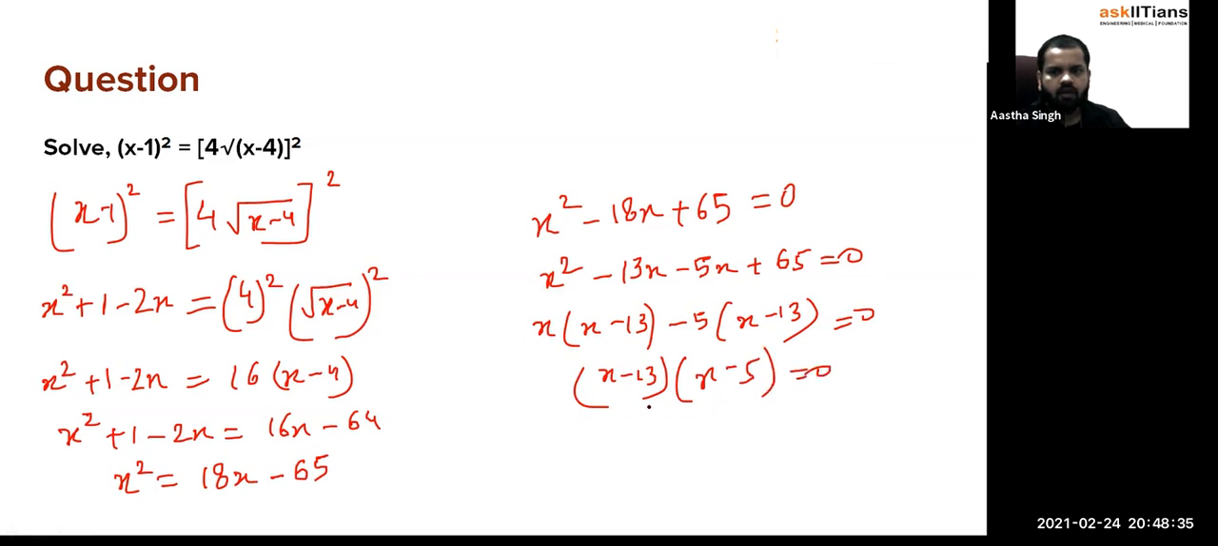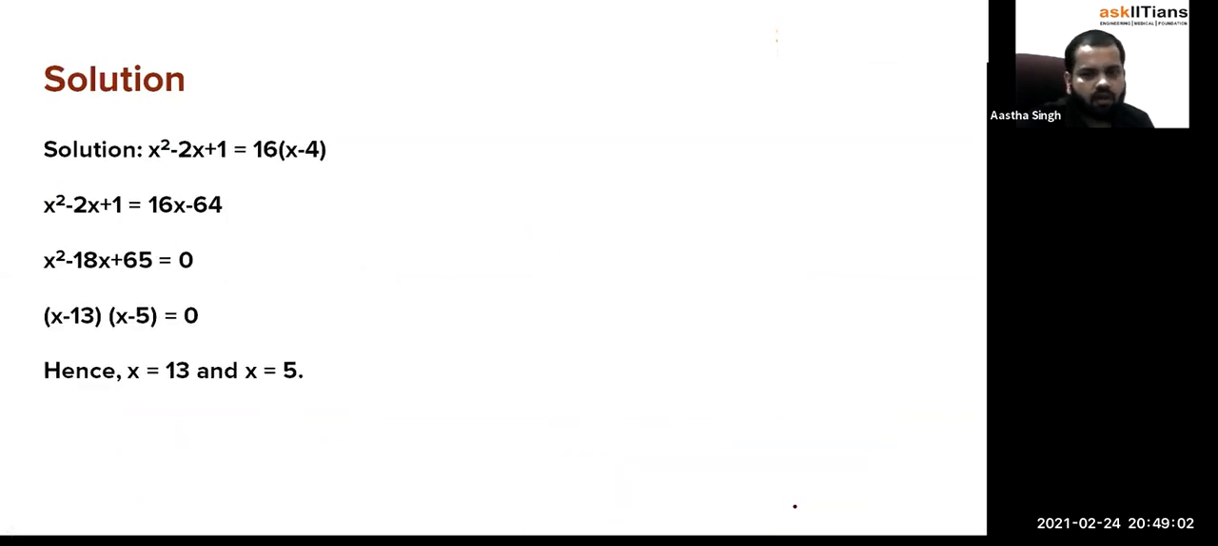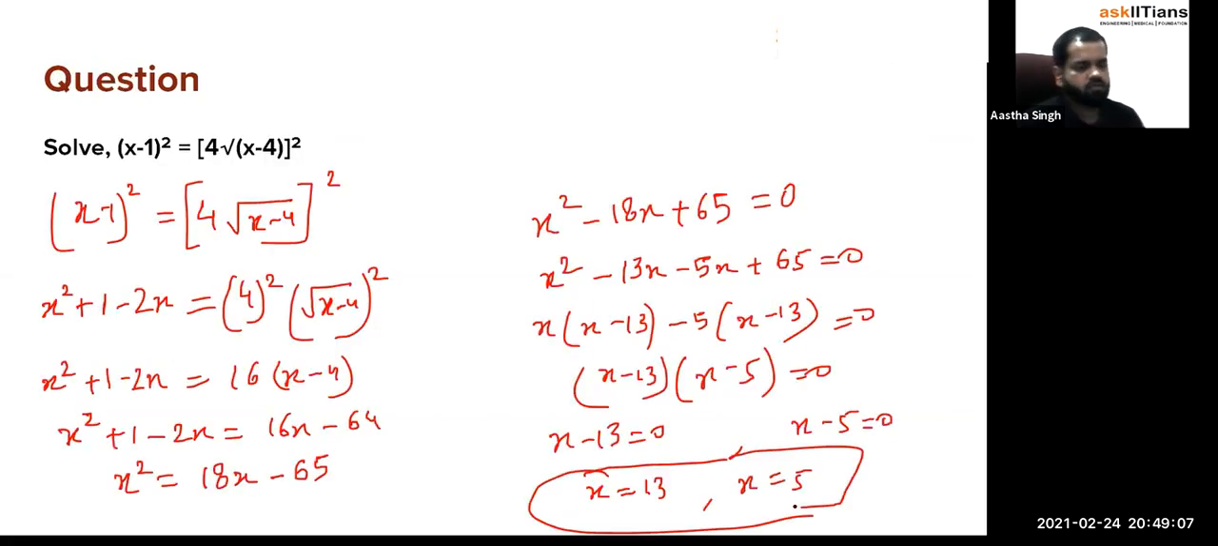Is equal to 0. If two multiplications are 0, either of them can be 0, right? So basically x minus 13 can be 0 or x minus 5 can be 0. In this case, x is equal to 13 and x is equal to 5, right? We have got two values of x because it was a quadratic equation. So basically, x is equal to 13 and x is equal to 5 is your right answer, right? I think you all have got the point, right? How to solve it.